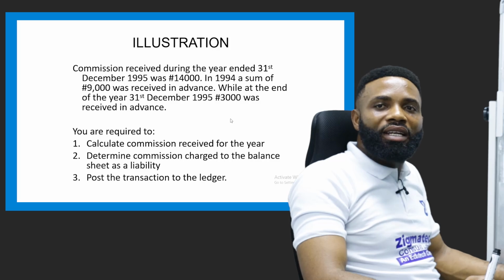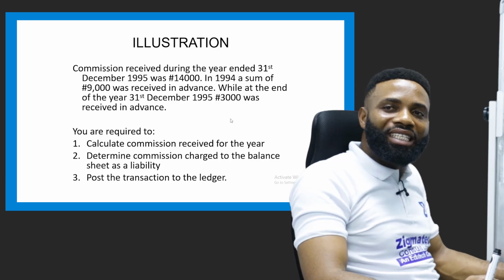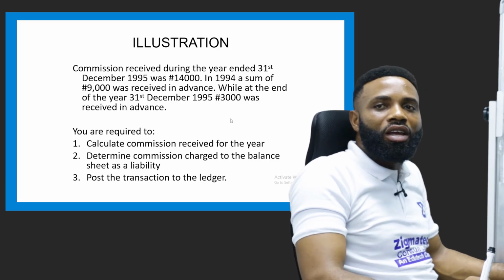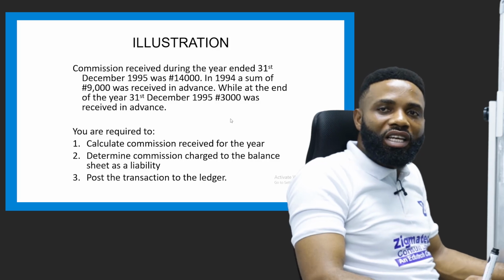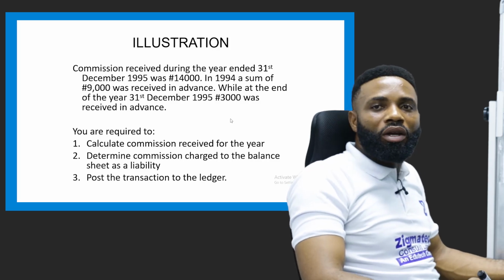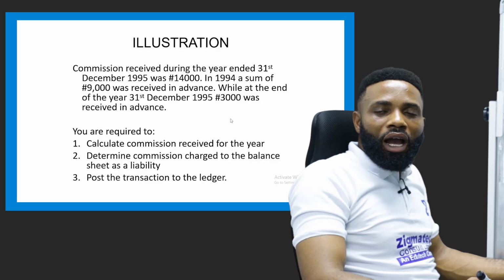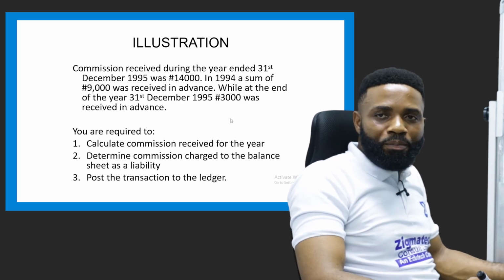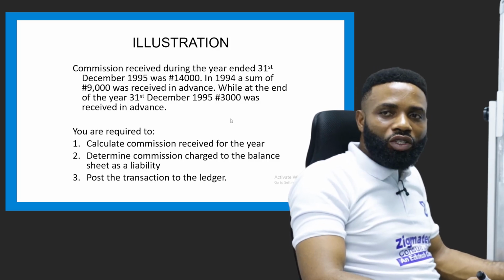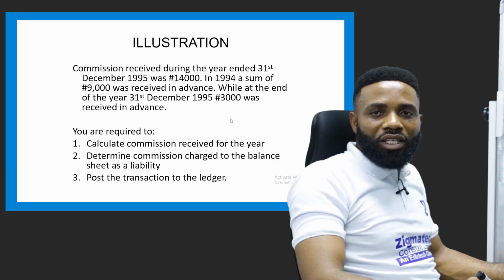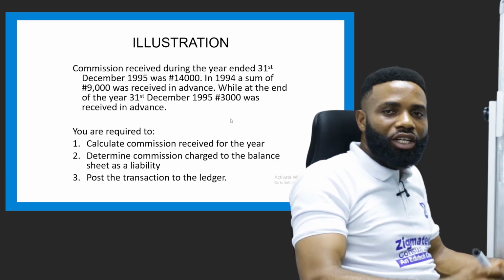And then at the end of 31st December 1995, at the end of this year, 3,000 was received in advance. You are required to calculate commission received for the year, determine commission chargeable to the balance sheet as a liability, and post the transaction to the ledger.